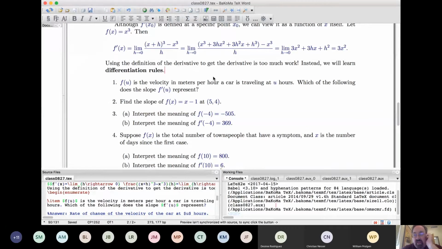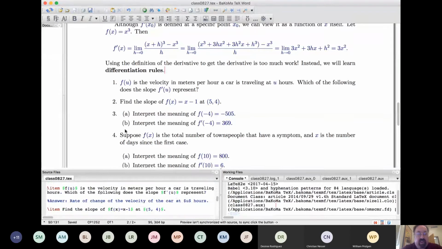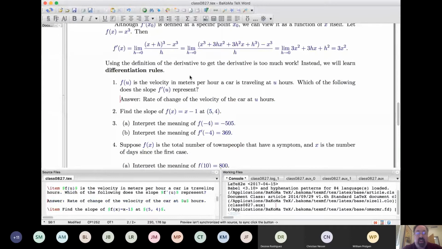Now the way these questions will be described in Hawks often will be multiple choice. I'm not going to go through the various choices in here. Let's go over what the correct answer is. So in this case, because f represents velocity, f prime is rate of change of velocity.